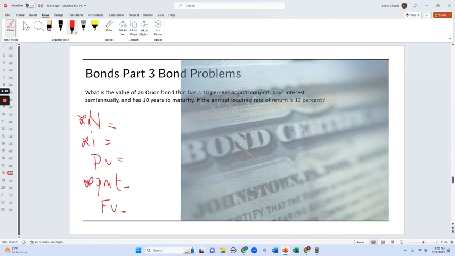So it's a 10% annual coupon payment. So the 10% times $1,000 means it's going to pay $100 a year, but it's semi-annual, so it's going to pay $50.